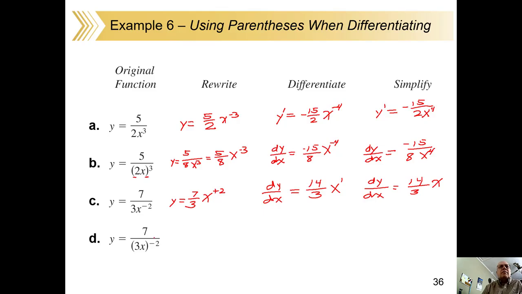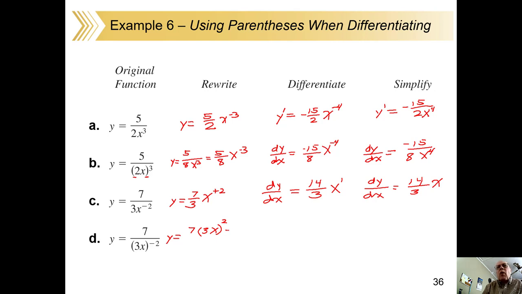And number 4. Okay, this is going to be a little bit more interesting. Let's see how we do with the parentheses. Step number 1, y equals. Rewrite this. 7 goes on the top. That's pretty simple. Notice that what we've got is 3x to the negative 2. The easiest way would be to say negative 2. That means I should have 3x on the top with a positive 2. There's nothing left in the denominator. In other words, it's 1.